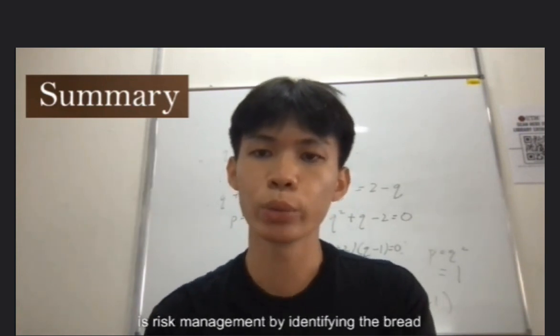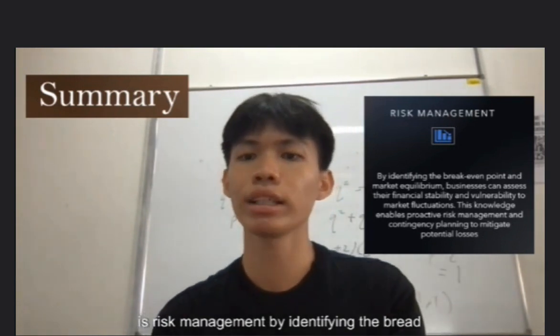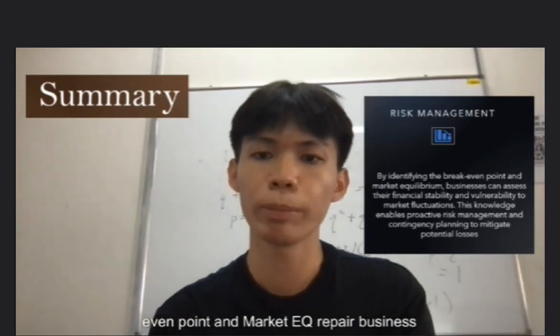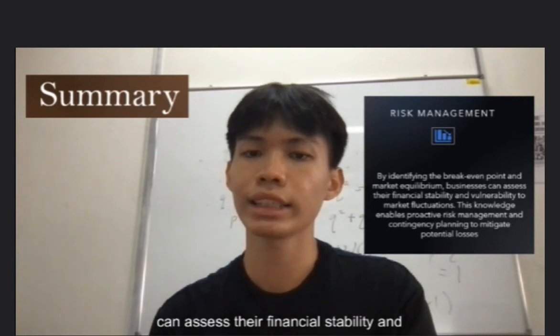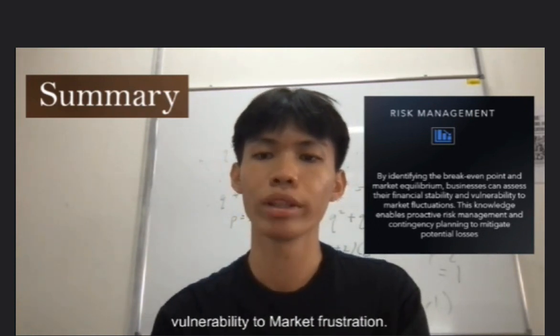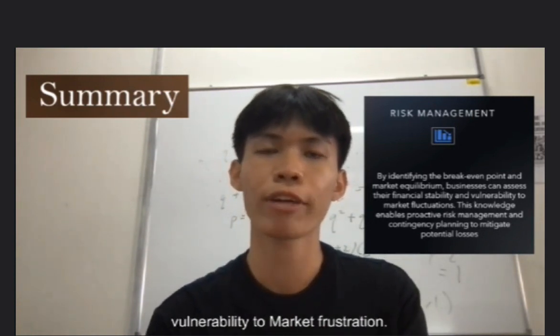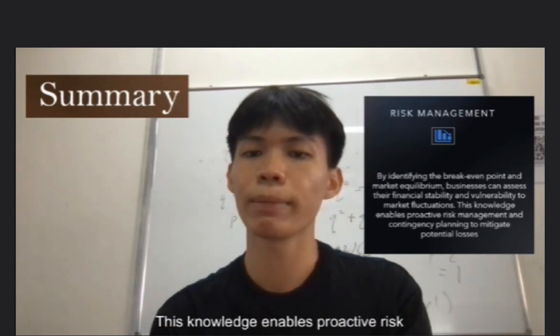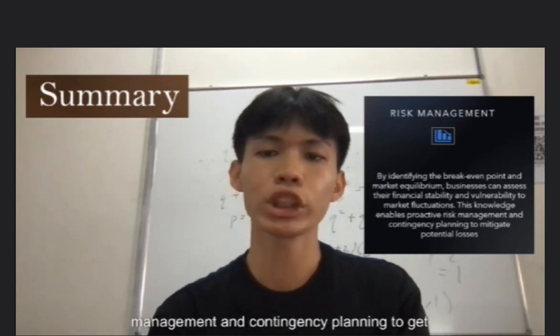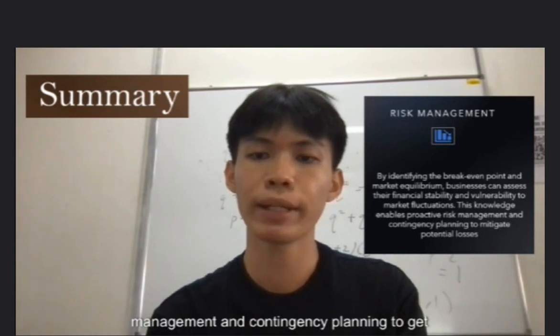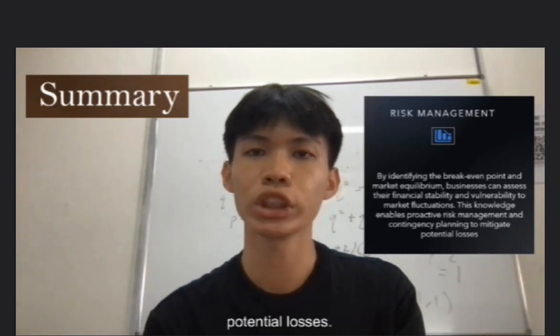The other one is risk management. By identifying the break-even point and market equilibrium, businesses can assess their financial stability and vulnerability to market fluctuations. This knowledge enables proactive risk management and contingency planning to mitigate potential losses.